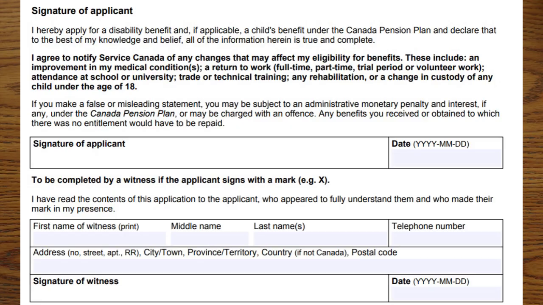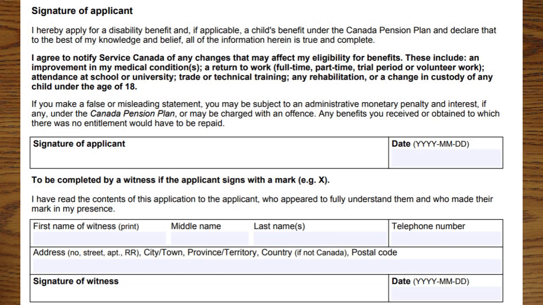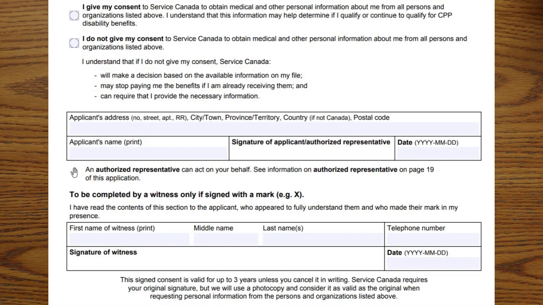Consent for Service Canada to obtain personal information must be signed. The declaration and signature must be signed. If being signed by a witness or marked with an X, the witness must fill out the information and sign it. An authorized representative can act on your behalf. They must fill out the completed form.